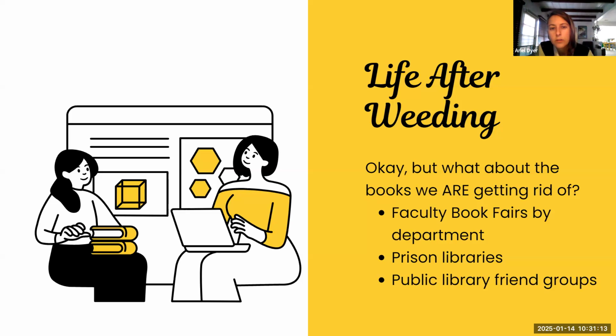We also want to work with prison libraries and have them come out and take some of these books. There are a whole bunch of restrictions on what they can and can't have, but they can decide that for themselves. They can go through the titles and take what would be useful, because prison libraries are always needing materials. They might not want a book from 1925, but we have plenty of books that are newer than that. And then public library friend groups. We've already reached out to the Tehachapi Friends. They're a very robust friend group.